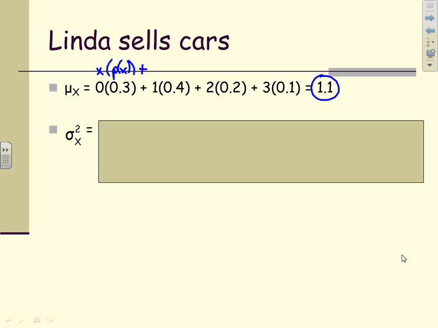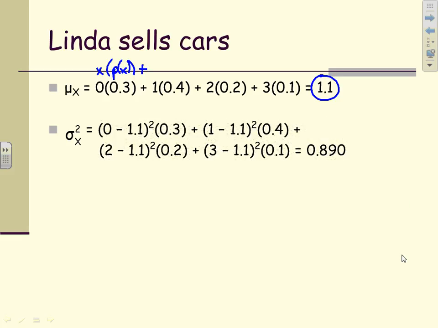For the variance, we're going to do the same thing for that formula. Again, taking the x value minus the mean, squared, times the probability for each one. And I would stop it here, try it on your own, and then see if you did it correctly. We see it's x minus that mean that we just found. We square it and multiply it by the probability. And we do that for each of those x values, and we get 0.890. So on average, she's going to sell 1.1 with a variance of 0.89.